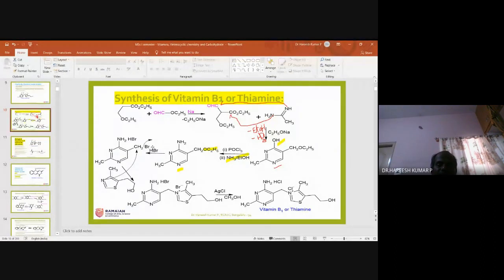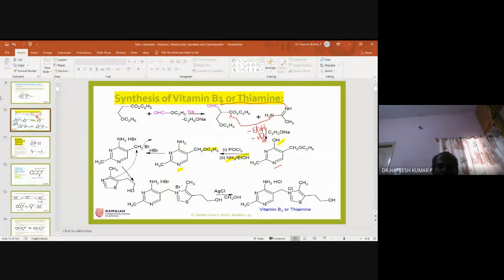HBr is known for the cleavage of ether. You know that this is an ether, CH2OC2H5. What will it do? The lone pair present on this oxygen picks up a proton. Then there will be a cleavage, and there will be a formation of Br. So there will be a breakage of the bond between the CH2 and O. Then CH2 attains a positive charge. That positive charge will form a bond with the Br minus. So that is how bromide is obtained.